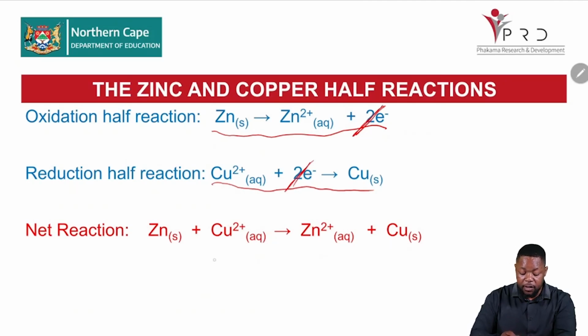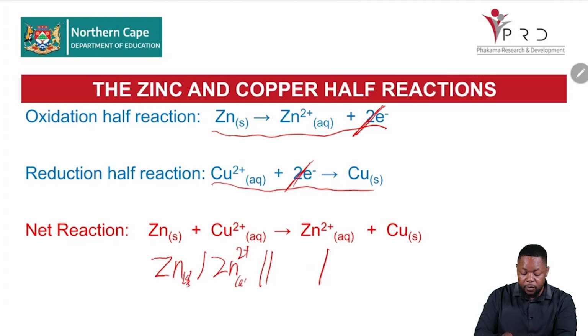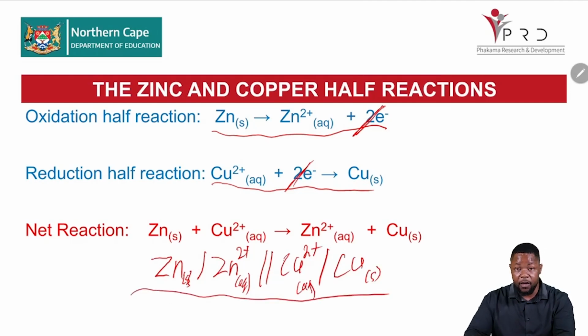And just to remind you again, we can write the cell notation from this. In the cell notation, we start with the substance that undergoes oxidation. In this case, it will be the Zn, solid, changing into Zn 2+. Look at the oxidation number increasing. And then for the other part, it would be Cu 2+ changing into Cu. This is solid, this is aqueous. So that is how we're going to write the cell notation from the given net reaction.